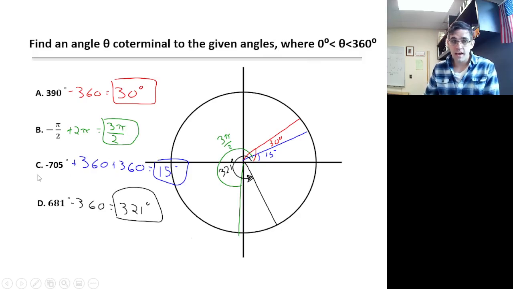So that works. For negative 705, to undo a negative rotation, we're going to add 360. If I add 360, that's not going to be enough to get me above 0. So I'm going to add 360 a second time. So negative 705 plus 720, 360 plus 360, would be positive 15. So theta would be 15 degrees for this one. It's coterminal to negative 705, but it's between 0 and 360. Last example, we're just going to undo one rotation. So subtract 360, and we'll get to 321. So that's our coterminal angle theta.